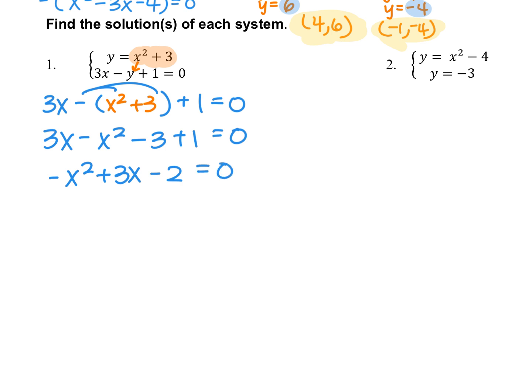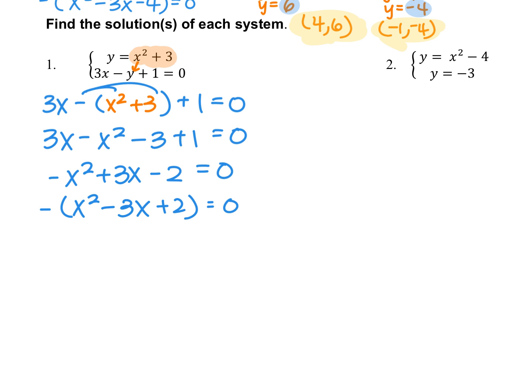And then pull out the negative. I also don't like negative x's, so we're also going to pull that out. x squared minus 3x plus 2 equals 0. Now, if you do that, you have to make sure you change all the other signs. Cool? Okay. Cannot be forgetting. Very important. Wait, do you have to take the negative out?